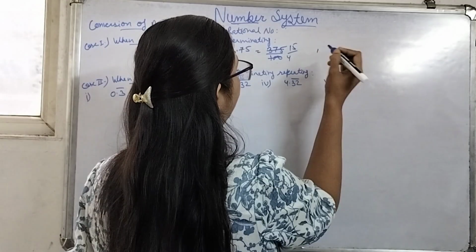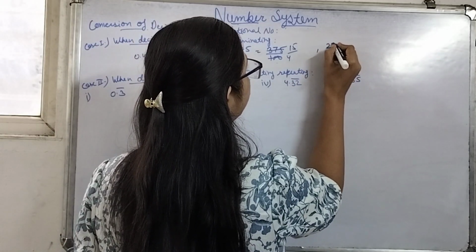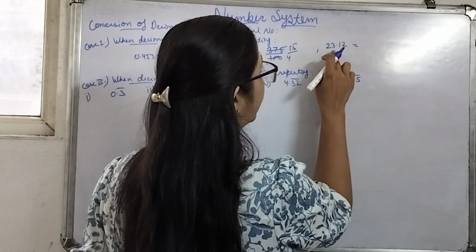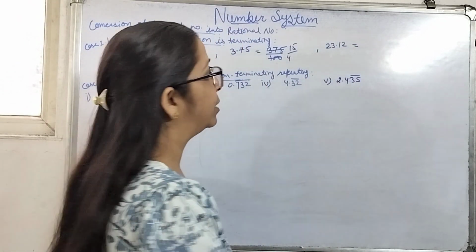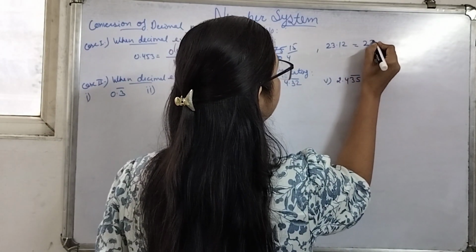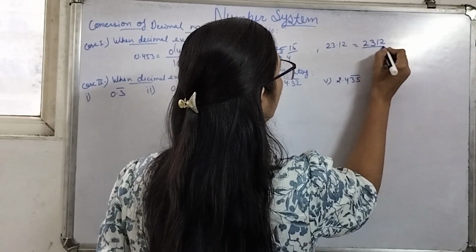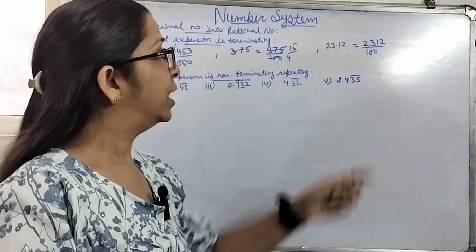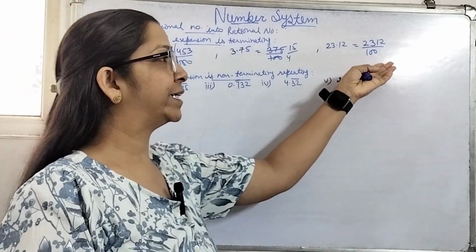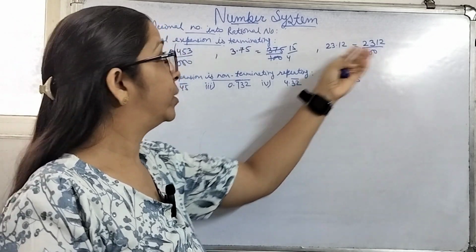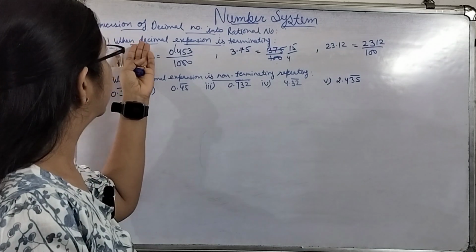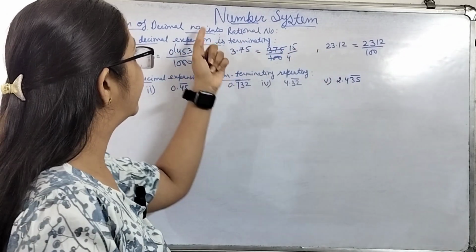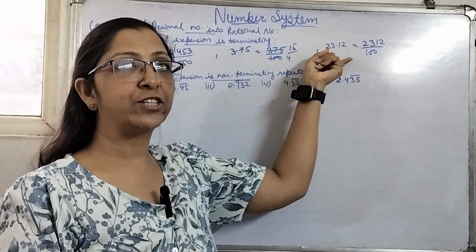Now one more example I am taking. Suppose it is 23.12. Again we can see that there are 2 decimal places. So it can be represented as 2312 over 100, because 2 decimal places are there, so 100 will come in the denominator. Again it is divisible by 2. We will divide it and convert it into simplified form. This is how we can represent a terminating decimal expansion. If the decimal expansion is terminating, then we can represent it in the form of a rational number.